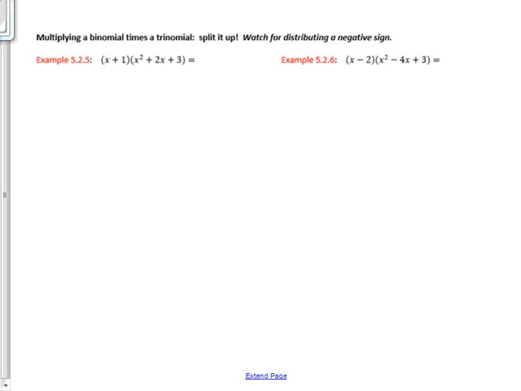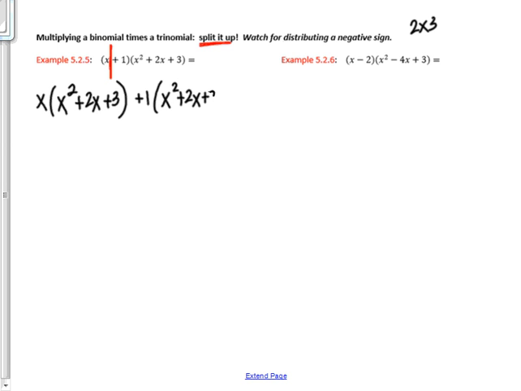Alright. Multiplying a binomial and a trinomial. So 2 terms by 3 terms. 2 by 3. What you're going to have to do is split it up. Alright, what you're going to do is take your binomial and you're going to chop it in half after the x. You're going to split it in half. You're going to take the x and distribute it. And then you're going to take the positive 1 and distribute it through the trinomial. So what you have to do is make 2 problems. You take your binomial, chop it in half, and then you make 2 problems.